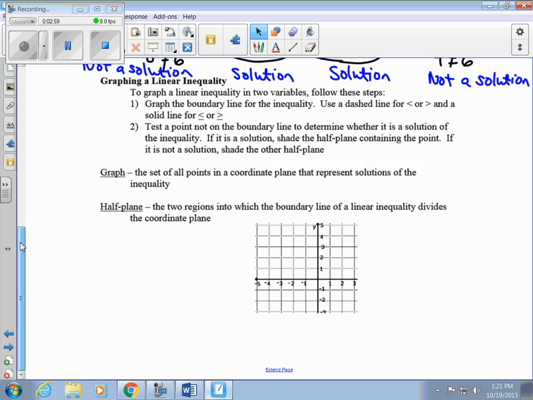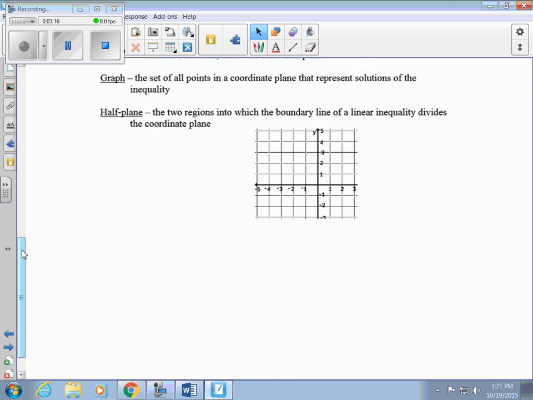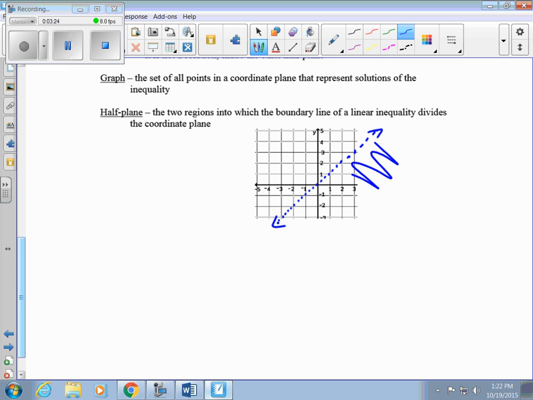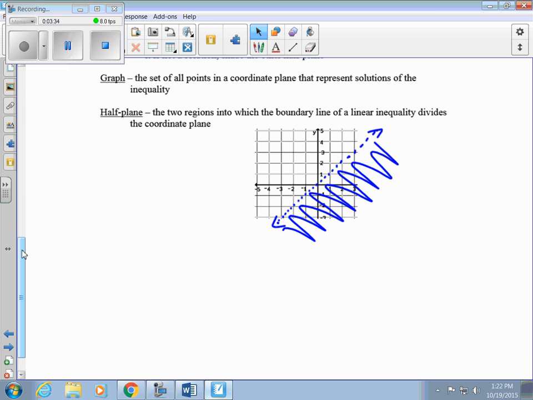So when we talk about the graph, it's the set of all points in a coordinate plane that represents solutions of the inequality. And then the half plane is the two regions into which the boundary line of an inequality divides the plane. So if we put just a random dotted line through here, and we shade everything like this, that is what our graph would be. So the solution is going to be every set of points, or every ordered pair in the solution to this system.